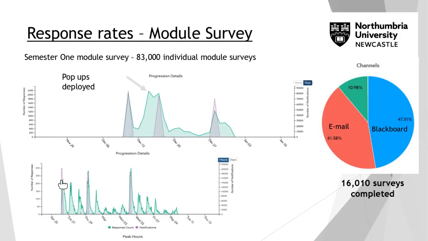So you can see the purple spikes here are our email invitations. Typically, we might see a nice green response spike when those email invitations went out, followed by probably quite a flat line until the next email went out. But we can see here we've got nice pronounced green response spikes every day as students are logging into Blackboard.